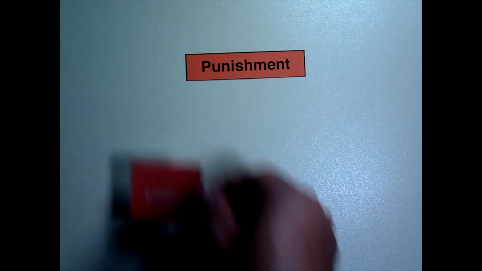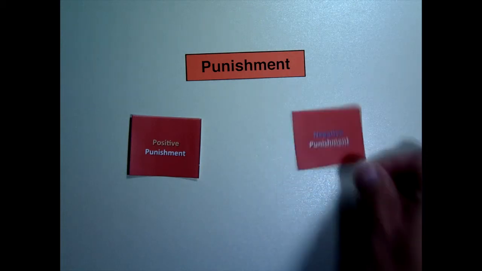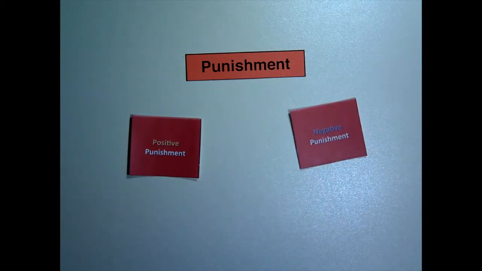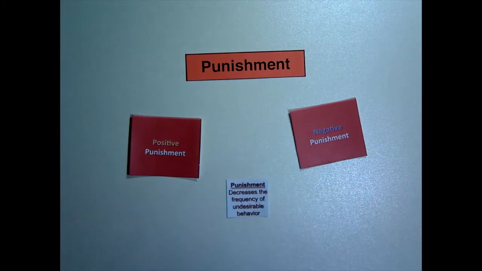Punishment is similar to reinforcement in that both are defined by their effect. It also has two types, positive and negative. Positive punishment works by presenting a negative consequence after an undesired behavior is exhibited, making the behavior less likely to happen in the future. While negative punishment happens when a certain desired stimulus is removed after a particular undesired behavior is exhibited, resulting in the behavior happening less often in the future.